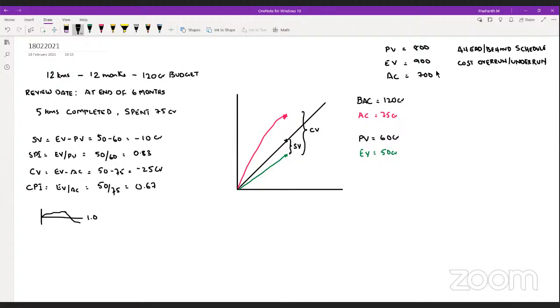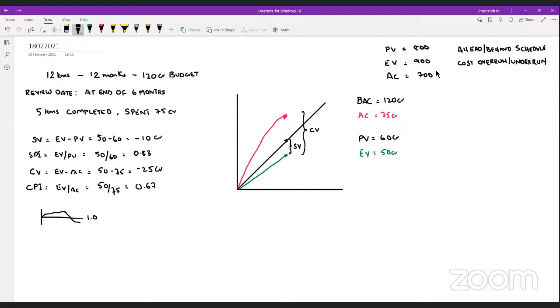So now, for example, in this particular case, if you say 75 crores are spent, can we say that my project is 60% complete? No. If the CPI is, like in this example, 0.67, it means that we are behind. The project is still not yet complete. It is behind the schedule.